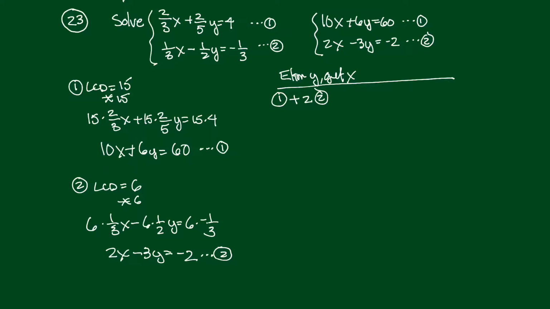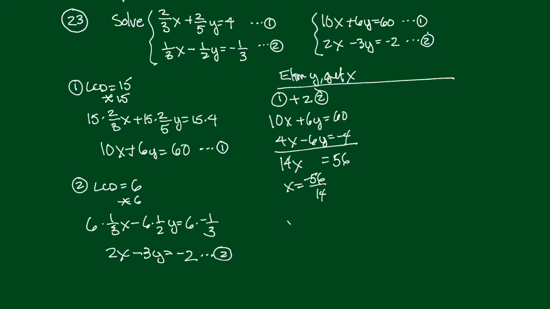So let's do it. See what it looks like. So equation 1, I'll just rewrite it. 10x plus 6y equals 60. And then multiply equation 2 through by 2. Just double everything you see up there. So it'll be 4x minus 6y equals, now times 2 is negative 4. Add them together. We get 14x. 6y minus 6y is gone. This is 56. And then if you divide, x is 56 over 14. x is 4.